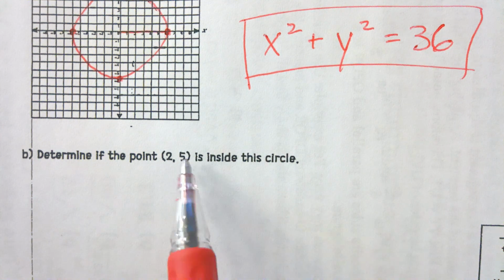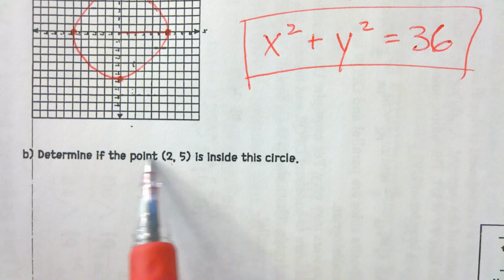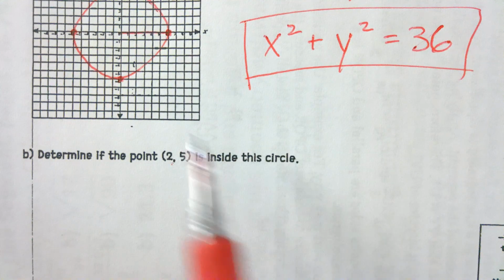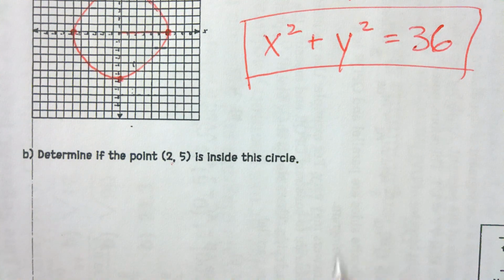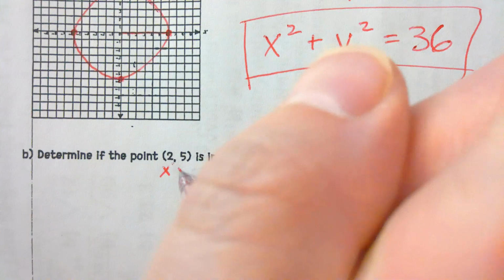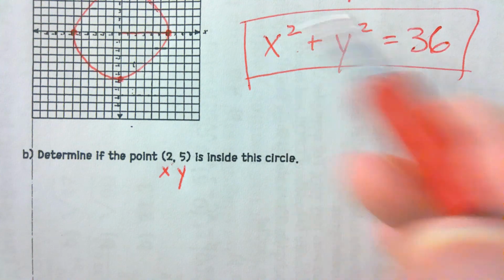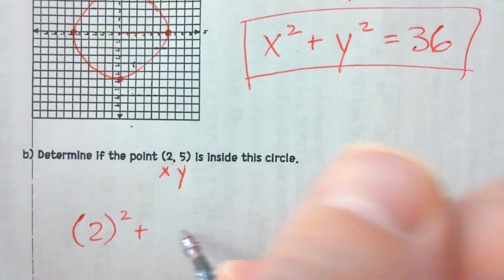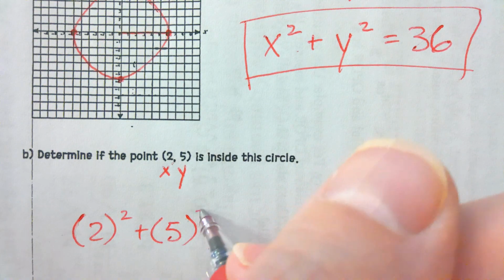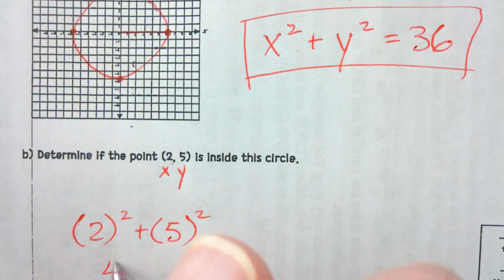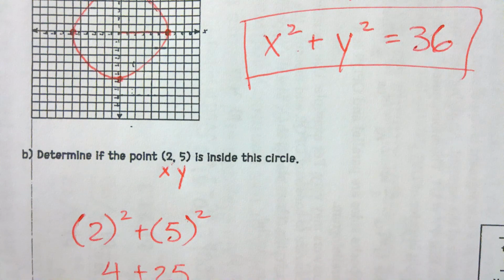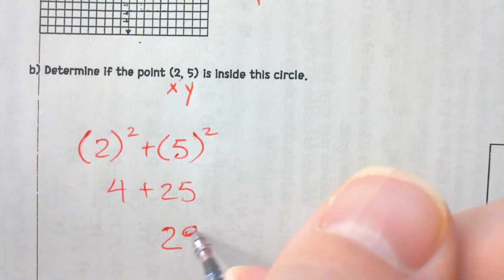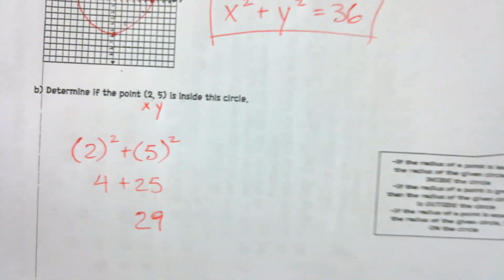Now here is the exact same idea. I want to know if this point is inside the circle, on the circle, or outside the circle. So this is my x, this is my y. I'm going to substitute it in here. So 2 squared plus 5 squared. Okay, what do you get? So you get 29. Okay, is that okay?